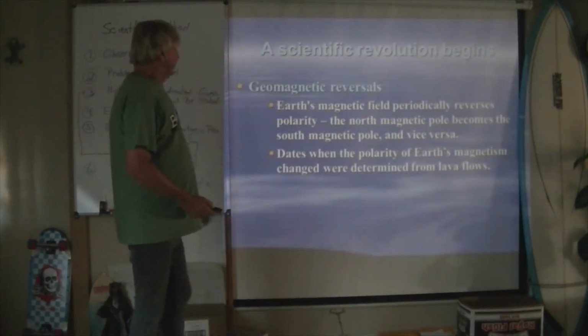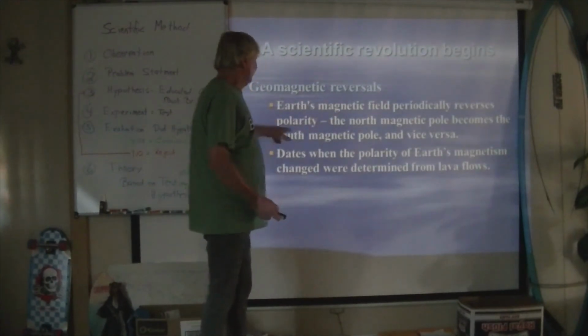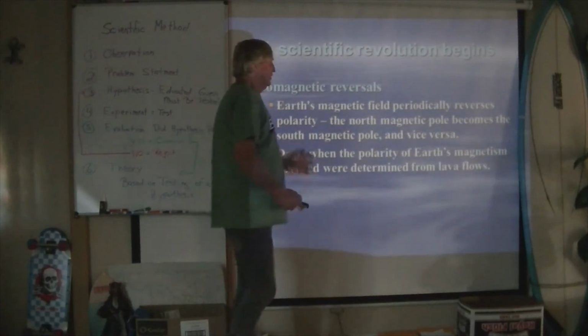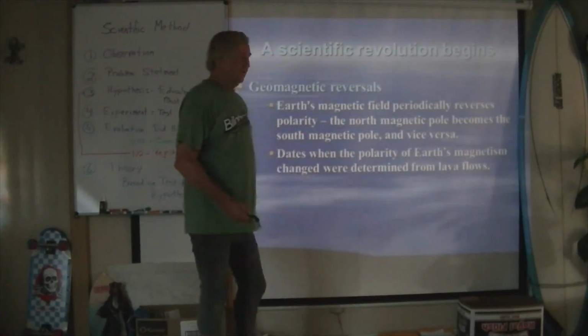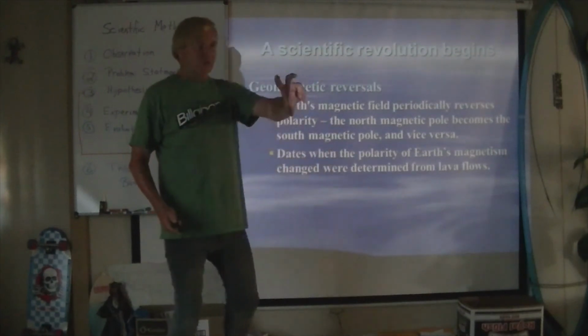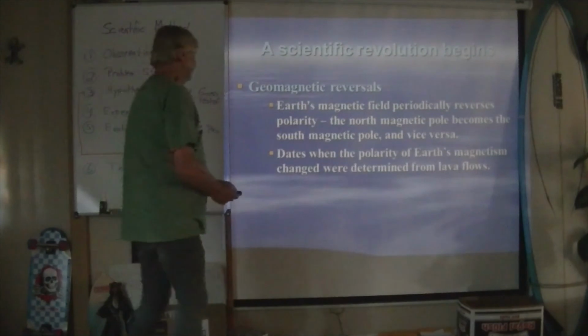So, scientific revolution, geomagnetic reversals. The Earth's magnetic field periodically reverses polarity. The north magnetism becomes the south, and the south becomes the north. So it's just magnetism that switches, and not the poles themselves. The Earth doesn't go upside down. It's purely magnetism.